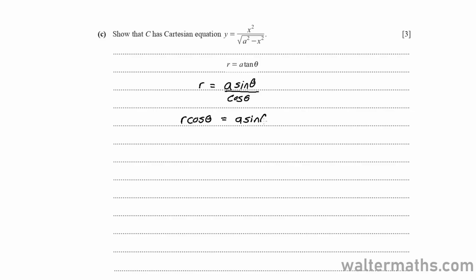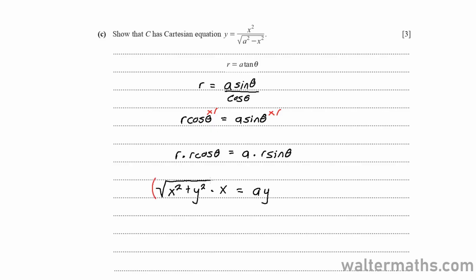From here, we can multiply both sides by r, so that on the left side, we'll be having r times r cos θ, and on the right side, we'll be having a times r sin θ. Now we know that r is the square root of x squared plus y squared, and that's times r cos θ, which is x, and it's equal to a times r sin θ, which is y.